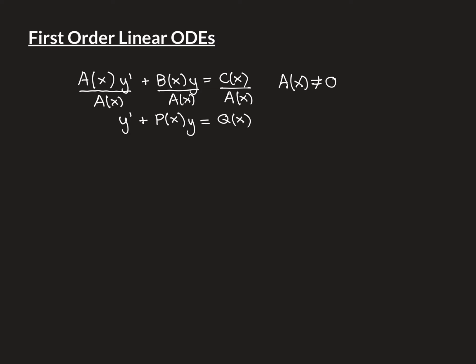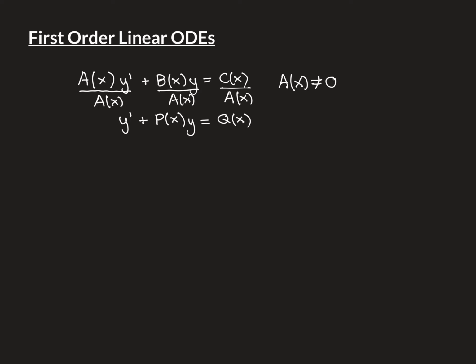But for all the other values of the real line where a of x was not equal to 0, then yes, it's true that you can do this, and the new differential equation that you get, which is of this form, will be completely equivalent to that original one. So this is the general form then that people usually write a first order linear ODE in. And what we're now going to discuss is how do you actually solve this.